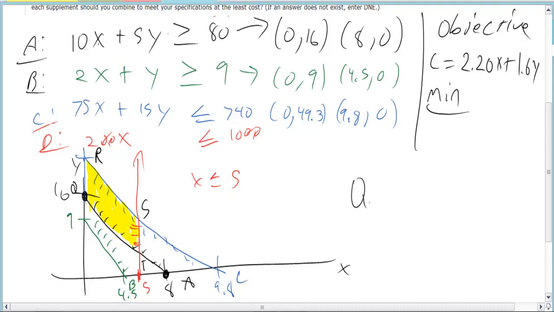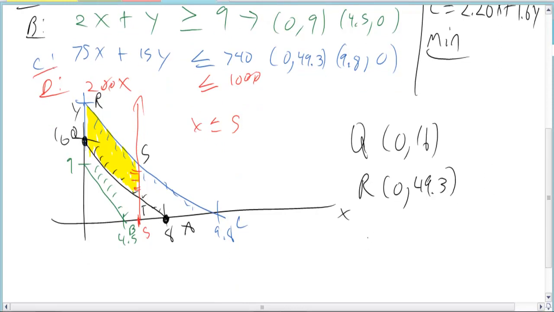So first, corner point Q. Do we already know what that is? Yeah, we do, because that was the intercept. That's one of the reasons I like this. We already know that is 0, 16. The corner point R, we already know that one because that was the intercept from the blue equation from C. So that is 0, 49.3.